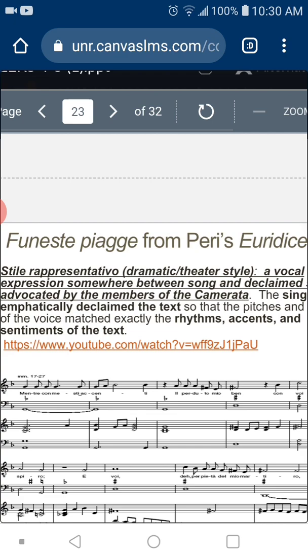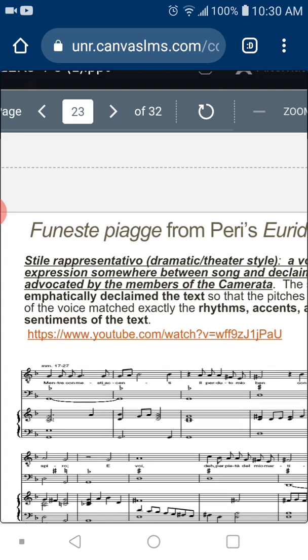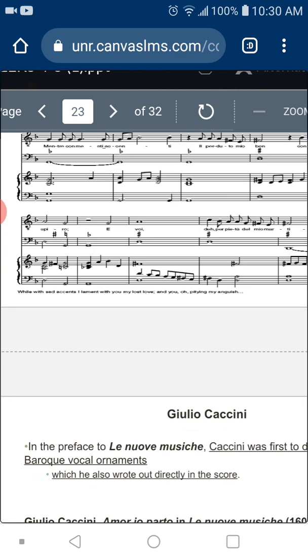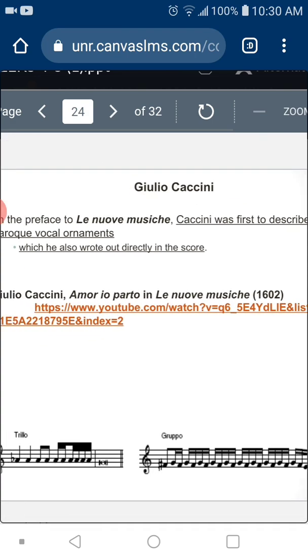It's a vocal technique which is halfway between singing and speaking. Okay, so it's not really singing and it's not really speaking. It's halfway between the two. That's called dramatic theatrical style, but that is typical of opera. That's what makes opera sound like opera. And then at the same time you have all these beautiful melodies.